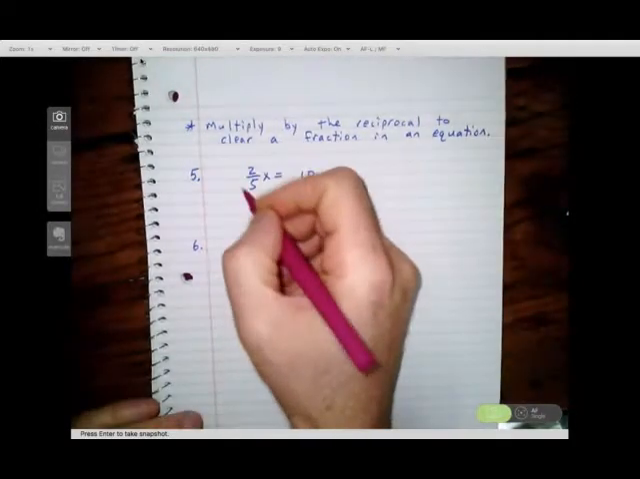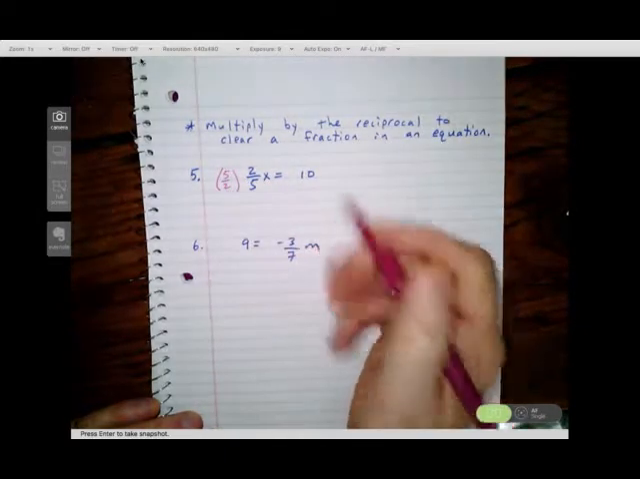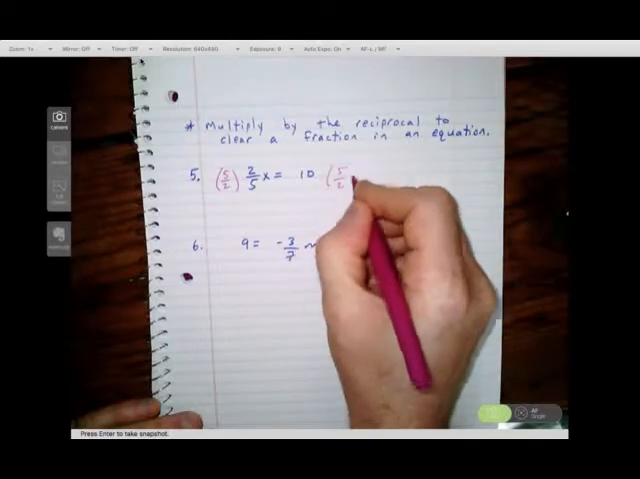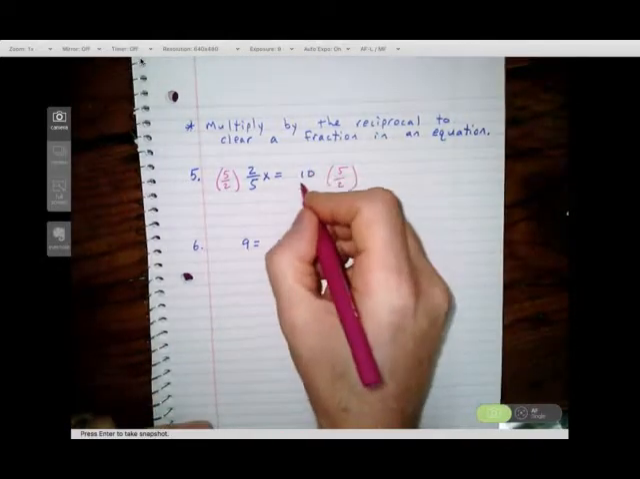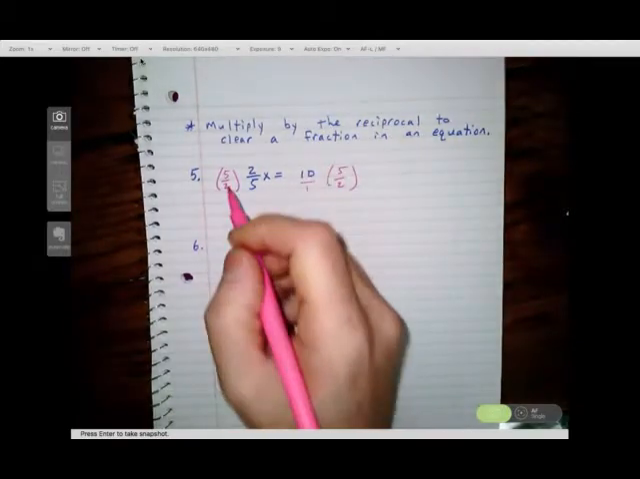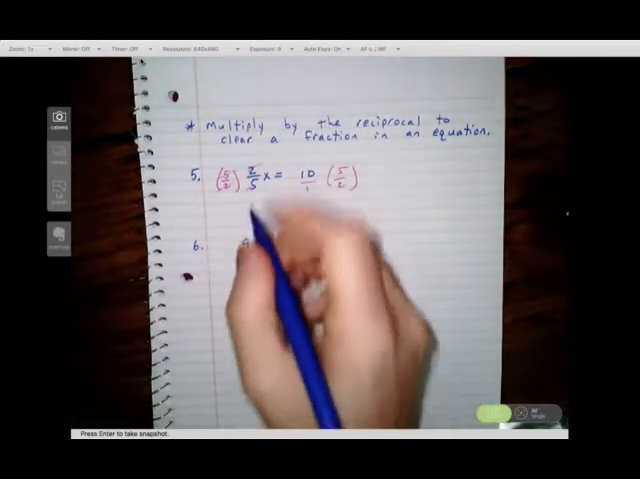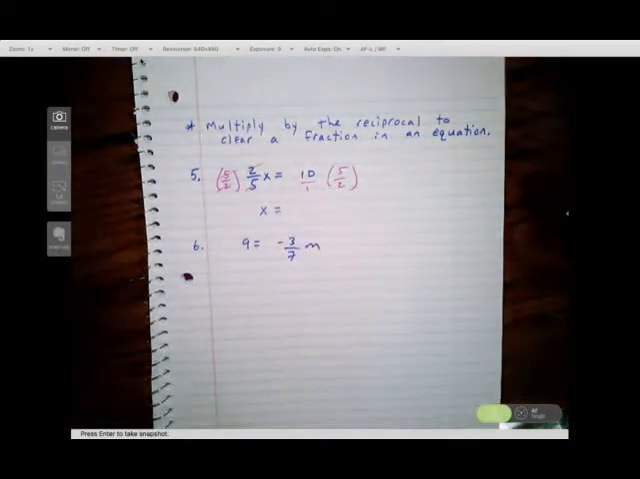So to make this fraction go away, I'm going to multiply both sides by its reciprocal. So flip it over. Same thing over here. Okay, and it may help to put a 1 underneath the 10 when you multiply them. And if you can, do some canceling over here too. So here, look, 2 goes away, 5 goes away, all you're left with is an x. Again, everything cancels out.